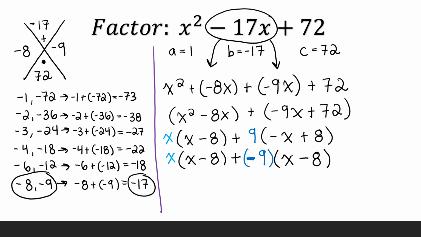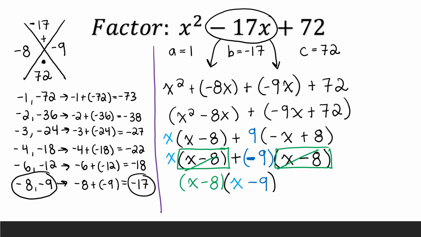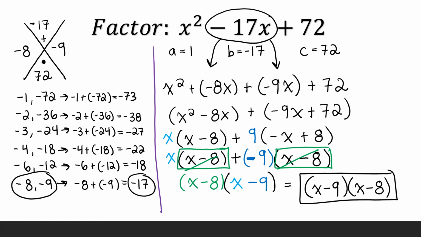And now we can see that each group has a common factor of x minus 8, which we can then factor out. Factoring out that x minus 8, we're left with an x in our first group and a minus 9 in our second group. So our final answer for the factored form is the quantity x minus 9 times the quantity x minus 8. And what you'll notice is this minus 9 and minus 8 are the numbers that were the solution to our sum and product puzzle.